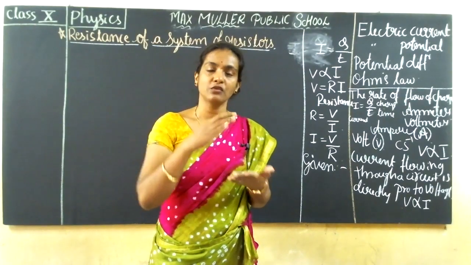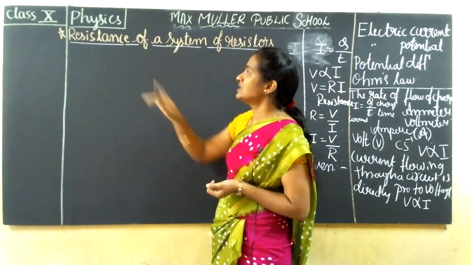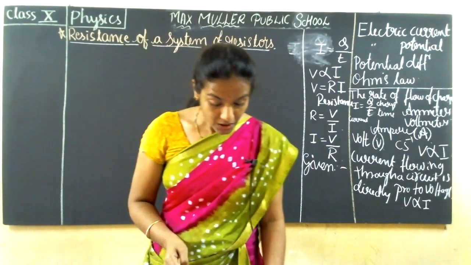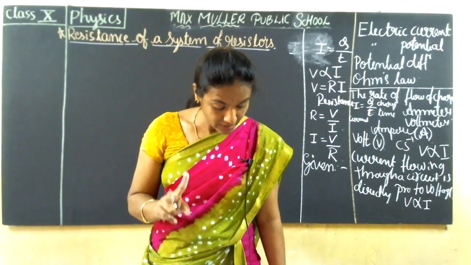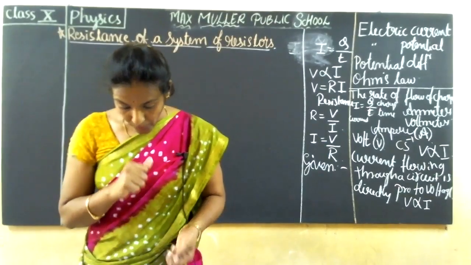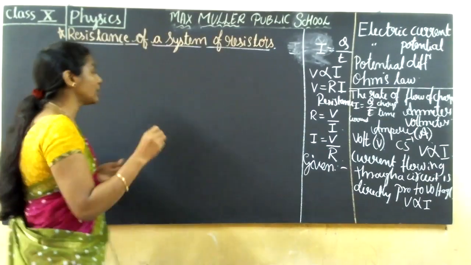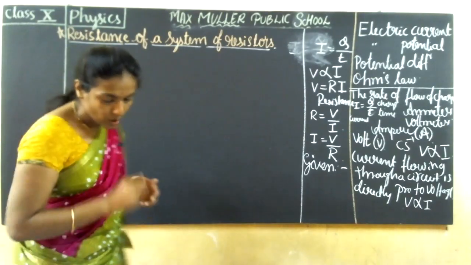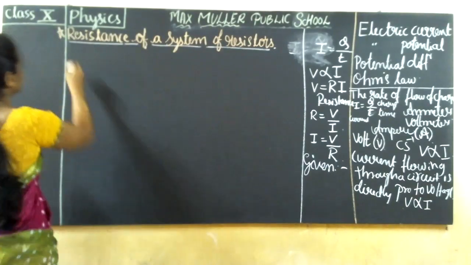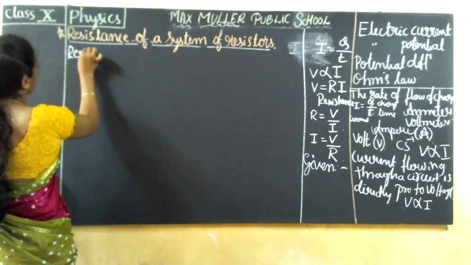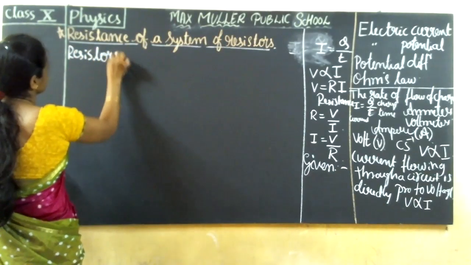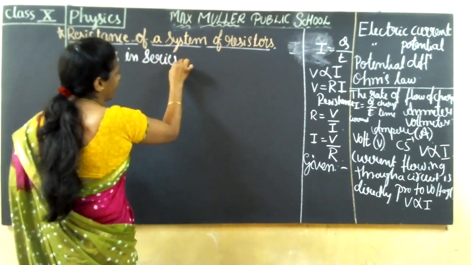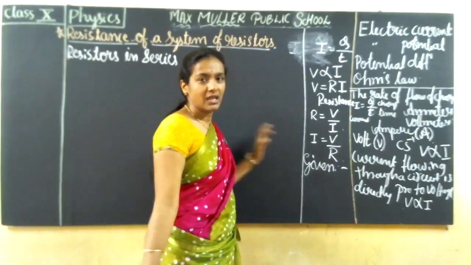You must carry this on for the further topics. Today what we are going to learn is the resistance of a system of resistors. Here you have two ways of connecting the resistors. One is resistors in series. Resistors in series. I hope this is all clear, guys.